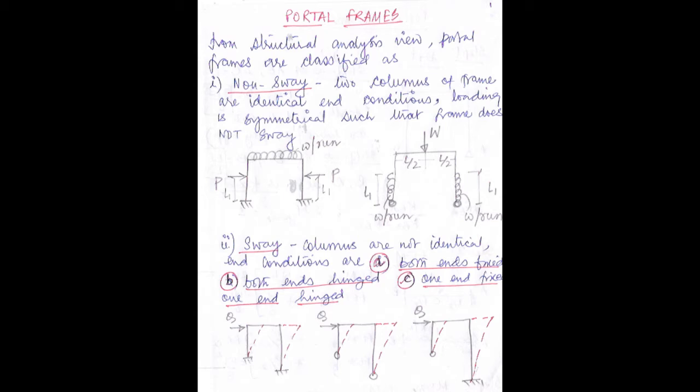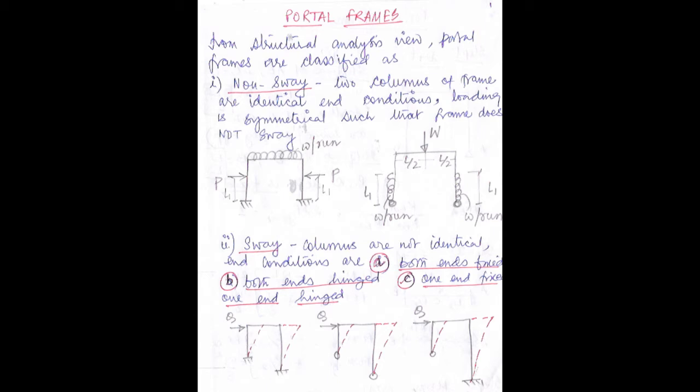Number 2, the loading should be symmetrical, and in this way the frame will not sway. So here you can see two examples. In the first example, you can see the supports are fixed supports. Two horizontal loads are acting at the left column and the right column. Their value is P and they are acting at the same height from the base, L1, L1.